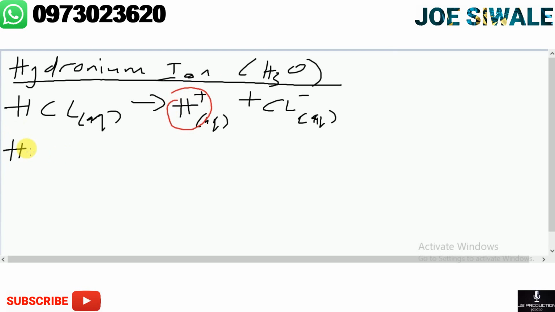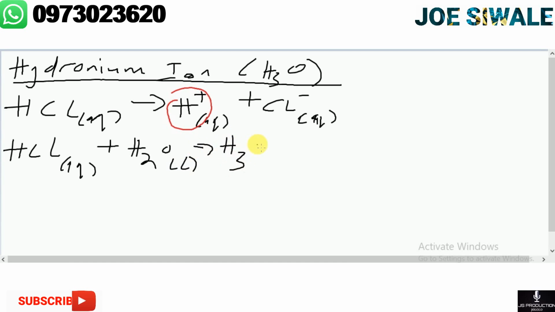So if a hydronium ion is formed, our equation will look like this. We have hydrochloric acid, which is in aqueous form, plus water, and this will produce a hydronium ion, which is positively charged and in aqueous form, plus the chloride ion.